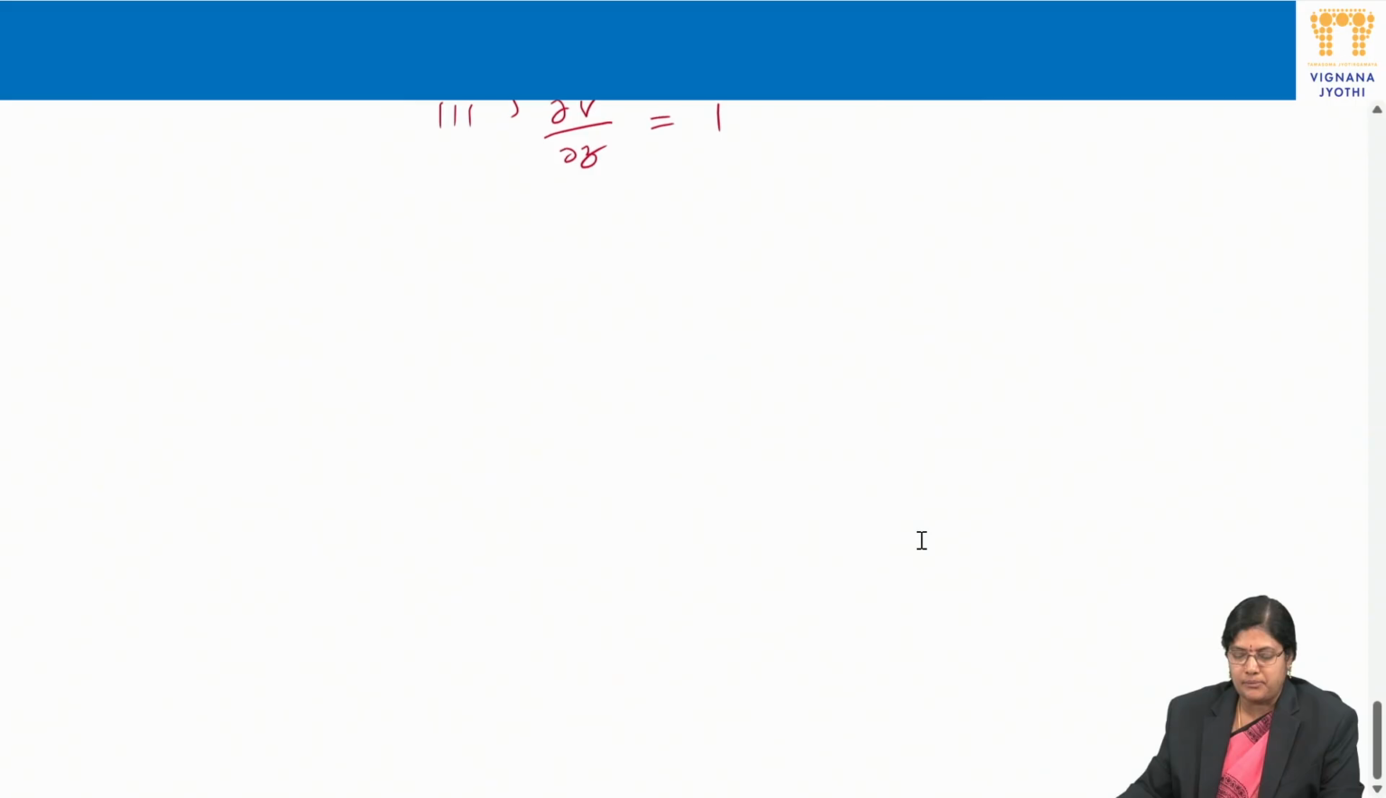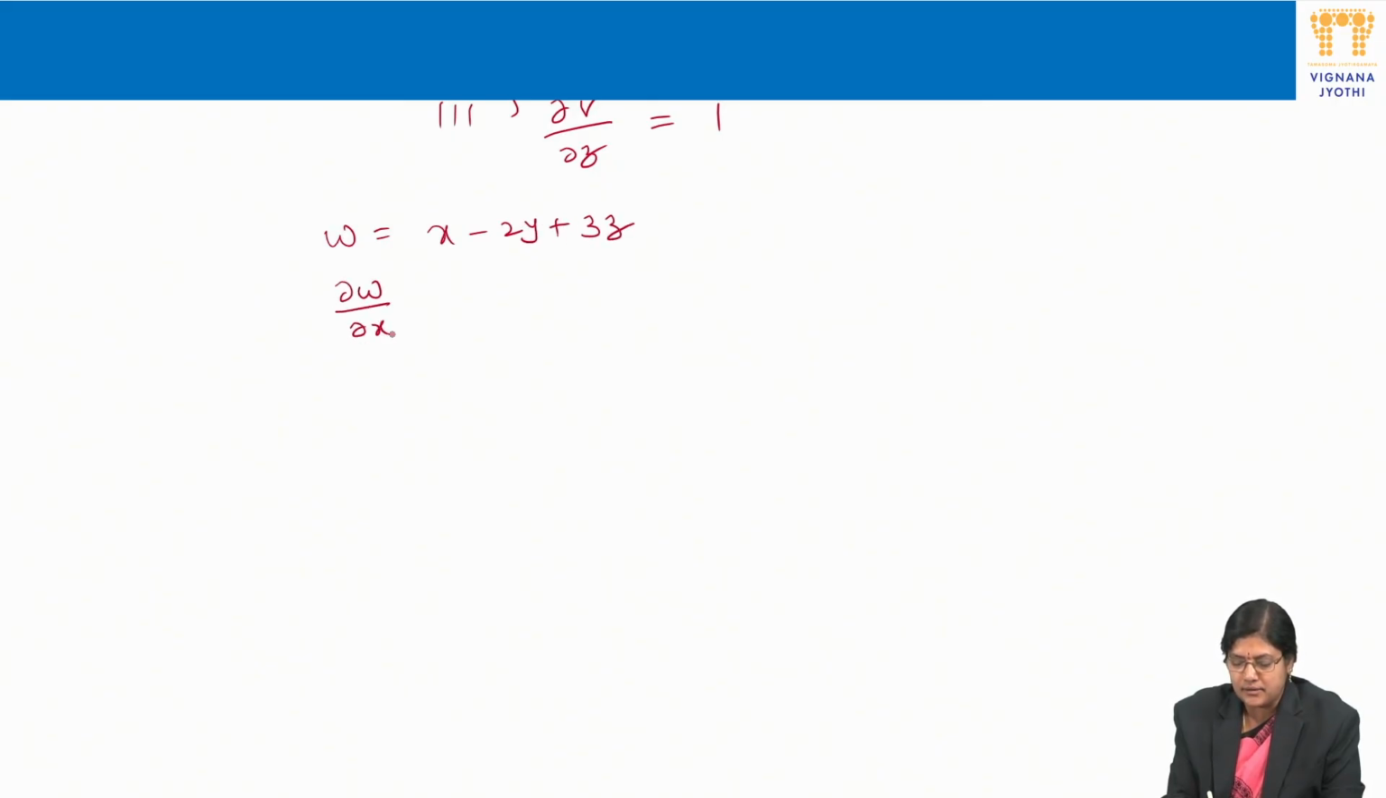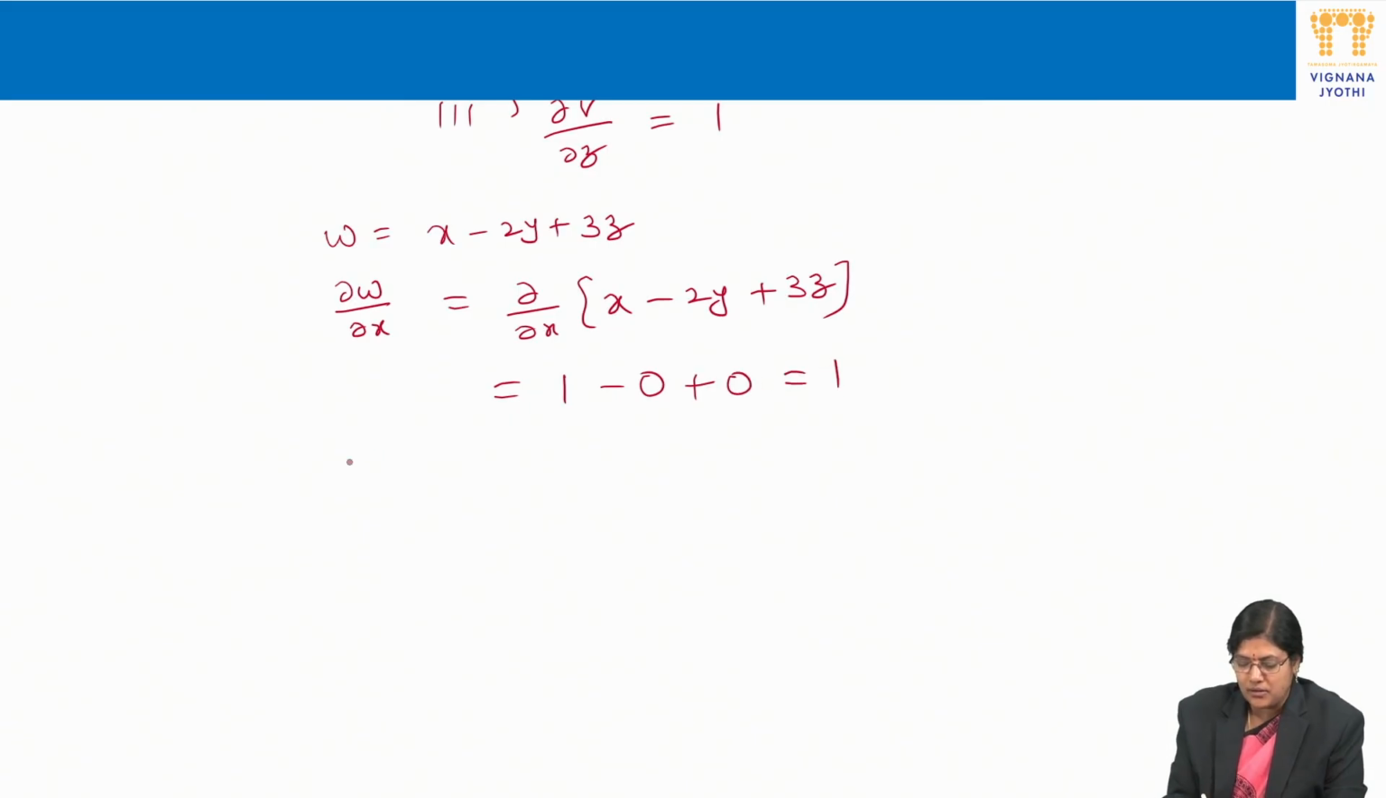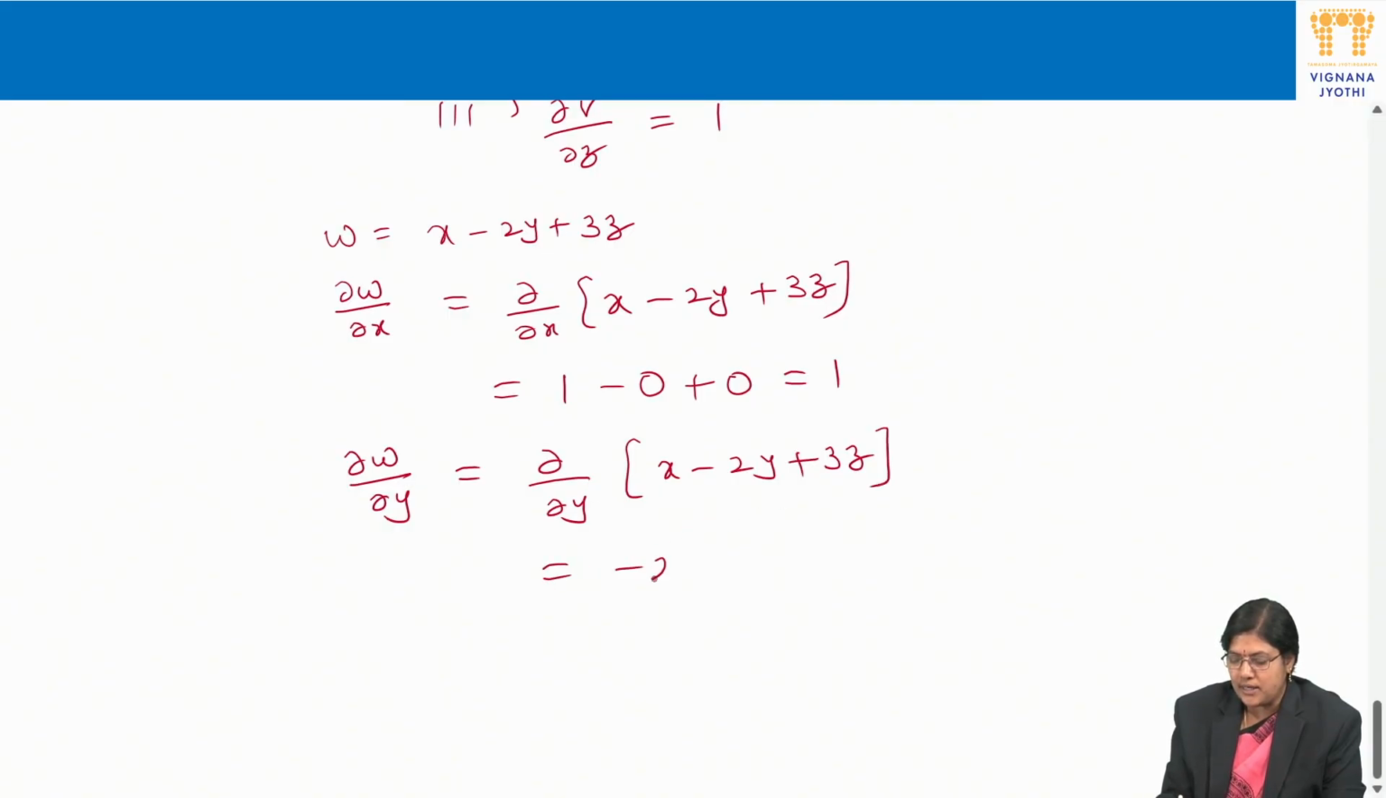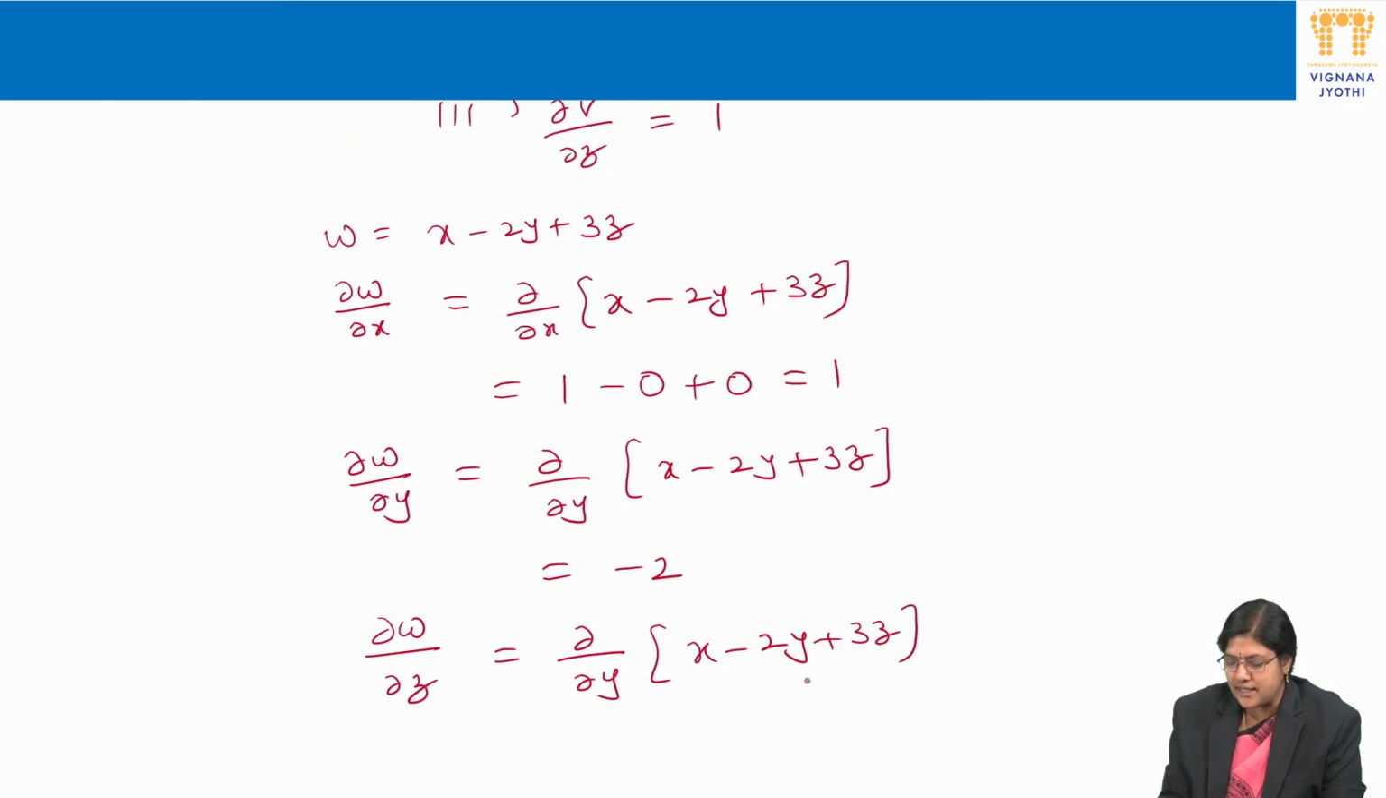Now, coming to the third function. Given that w is equal to x minus 2y plus 3z, dou w by dou x is equal to dou by dou x of x minus 2y plus 3z. That is, the derivative of x is 1, the derivative of 2y is 0, and of 3z is 0 with respect to x. Next, dou w by dou y is equal to dou by dou y of x minus 2y plus 3z. This value will be equal to minus 2. Next, dou w by dou z is equal to dou by dou z of x minus 2y plus 3z. The derivative of this expression with respect to z is equal to 3.